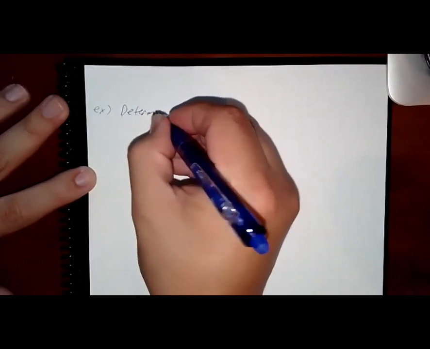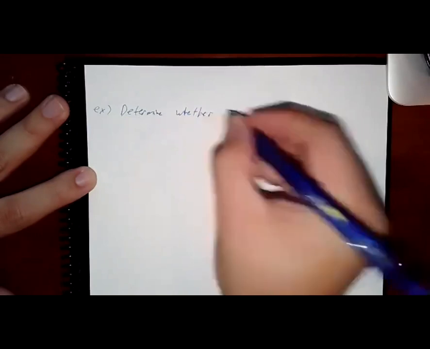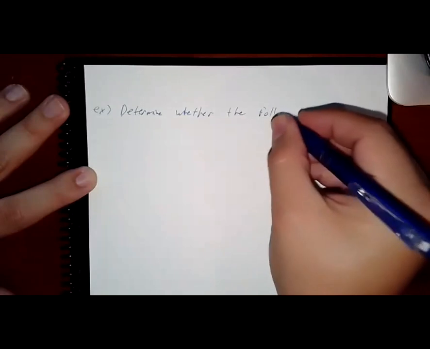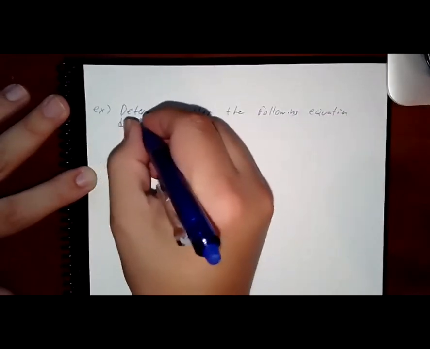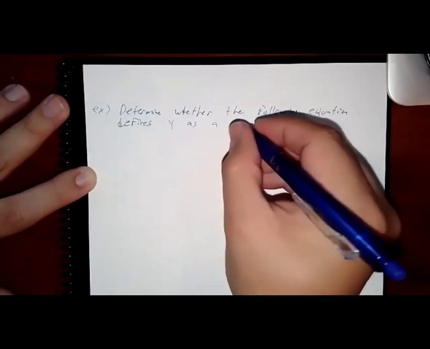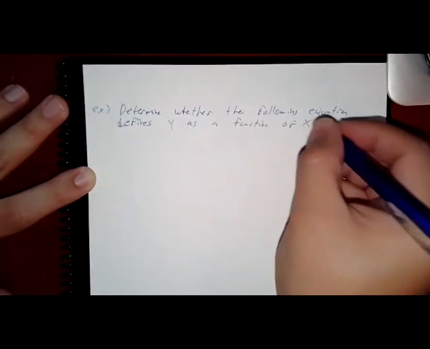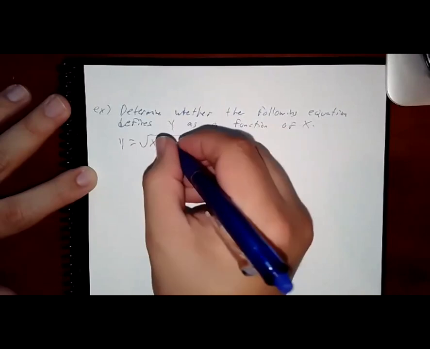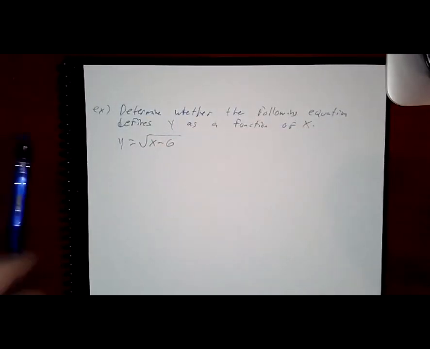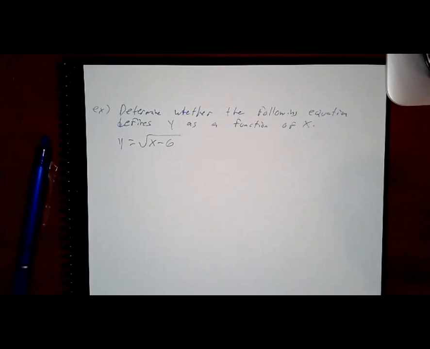Okay. Later they're gonna say determine whether the following equation defines y as a function of x. We give you a function. The easiest way to find out if this is a function is to just graph it. So let's do that. Let's find a graph. Or punch that into your graphing calculator if you have it.